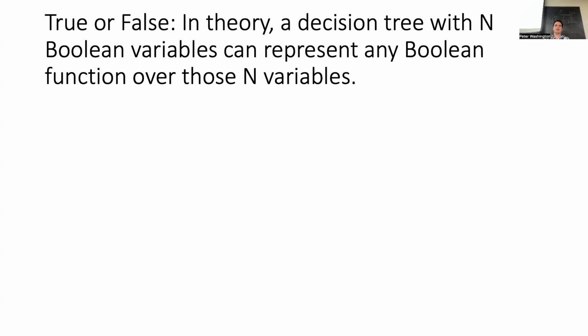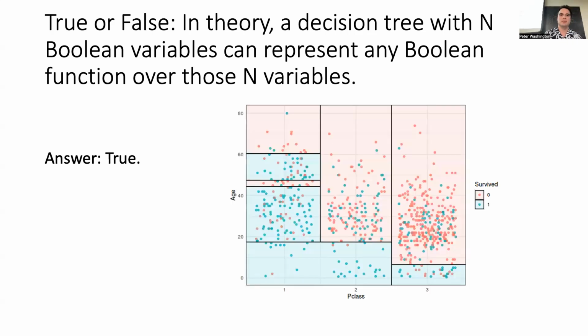We already talked about this, but in theory, a decision tree with n Boolean variables can represent any Boolean function over n variables. Who thinks true? Who thinks false? Okay, so the answer is true, exactly for this. If you keep splitting, you can get any function that you want. Here's another picture of that.